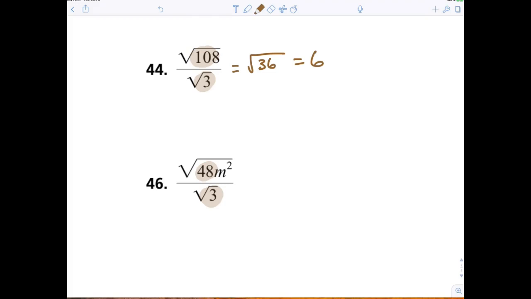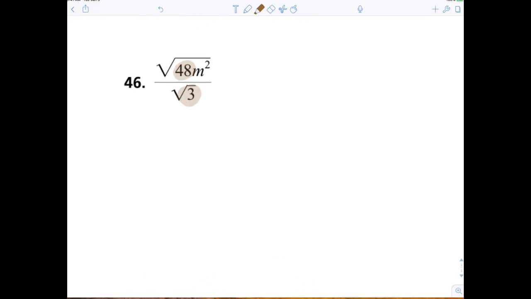Just going to reduce it just like a normal fraction. What's 48 divided by 3? 16m squared. So somebody tell me what the square root of 16m squared is. 4m. 4m. Beautiful. That's all there is to it.